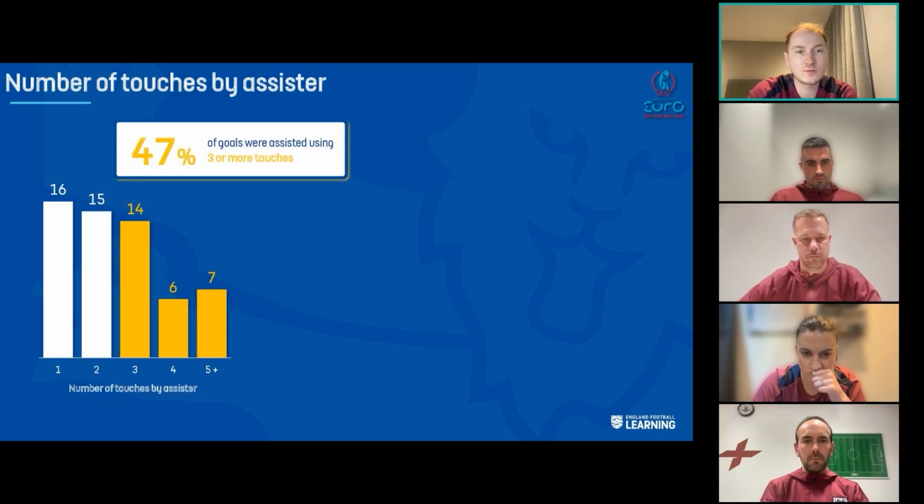Again, when we look at the number of touches taken by assisters, it's still skewed towards those first time and 2-touch assists, but it's more prominent for a 3-touch, 4-touch, 5 or more touch assist than it is for the goal scorer. So it's up to 47% now. Again, really, really important for players to have the capabilities to be able to do that right at the top level, and then them being able to have developed that earlier on in their pathway.